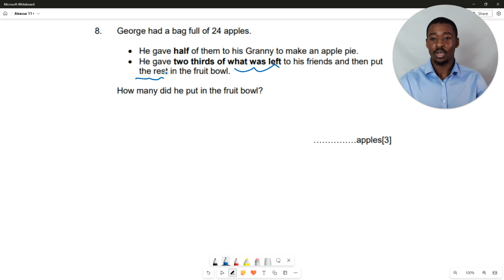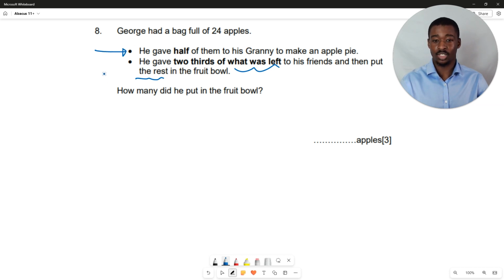So let's go through it. George had a bag full of 24 apples and he gave half of them to his granny to make an apple pie. Then he gave 2/3 of what was left to his friends and then put the rest in the fruit bowl. So how many did he put in the fruit bowl?